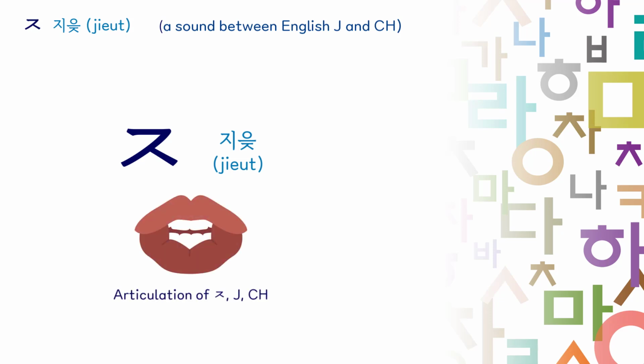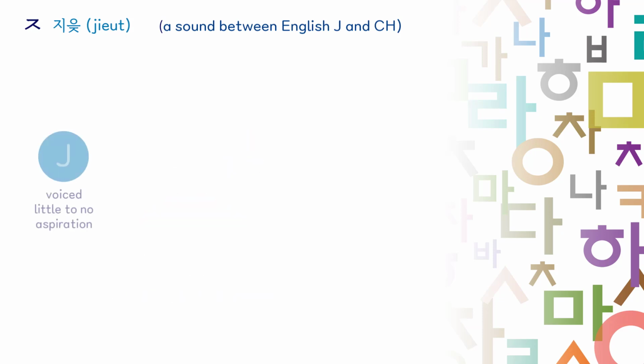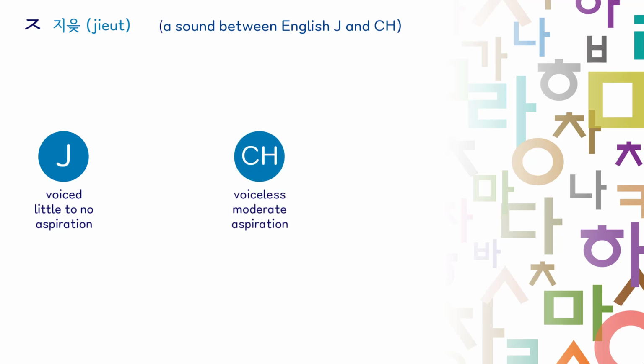The initial position is with the body of the tongue touching the roof of the mouth. But again, the differences are all related to voicing and aspiration. J is a voiced sound with little to no aspiration. CH sound is voiceless with moderate aspiration. And 지읒 is a voiceless sound with mild aspiration. And again, this mild aspiration gives 지읒 that CH sound. So it's ch, ch, ch.